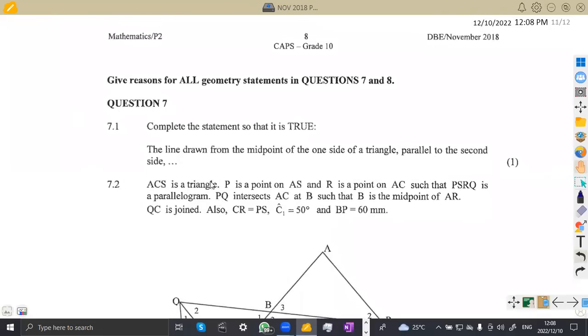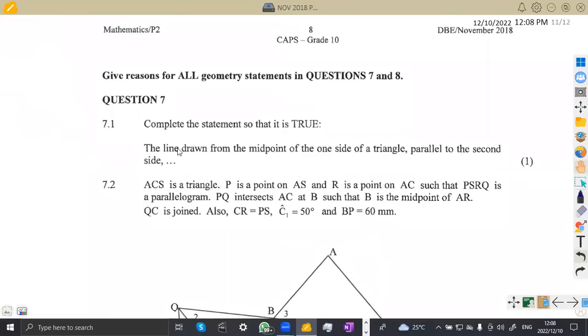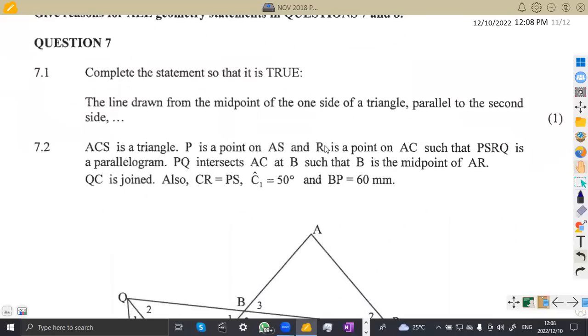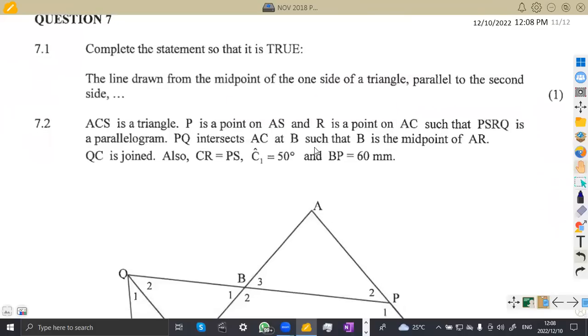On question 7, we are given that for questions 7 and 8, give reasons for all geometry statements in questions 7 and 8. The first one, question 7.1, we are given: complete the statement so that it is true. The line drawn from the midpoint of a side of a triangle parallel to the second.